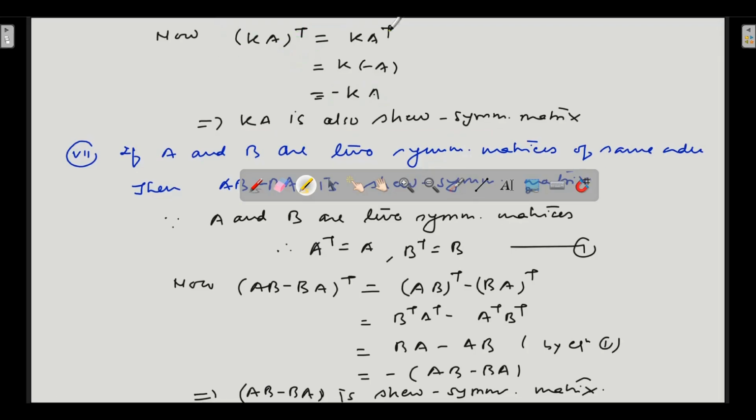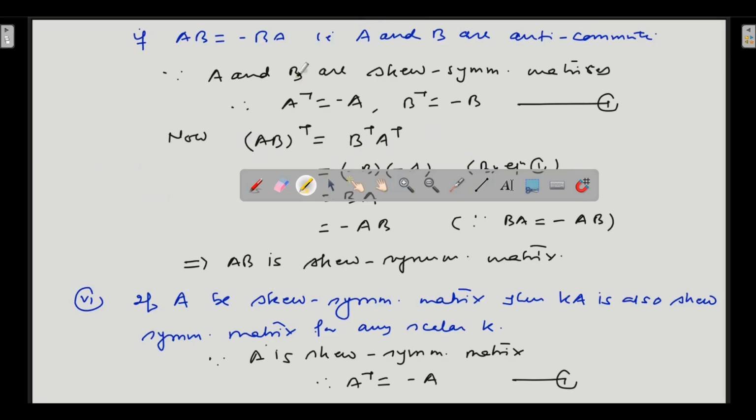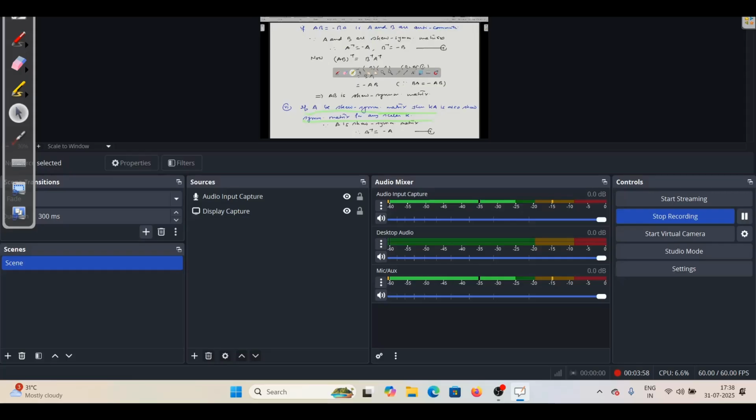So the property says that if A is a skew symmetric matrix, then kA is also a skew symmetric matrix, where k is a constant or a scalar. If A is skew symmetric, kA is also skew symmetric if k is any scalar or any constant. Thank you very much.